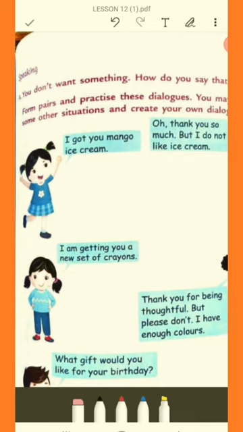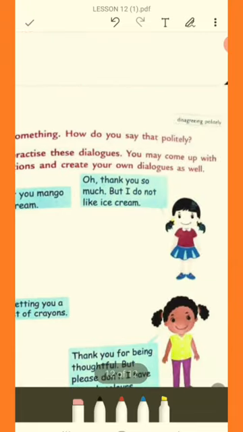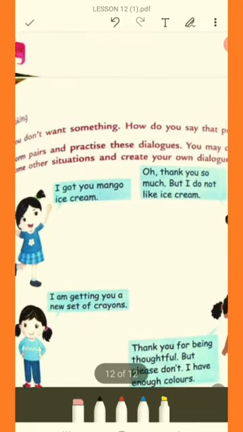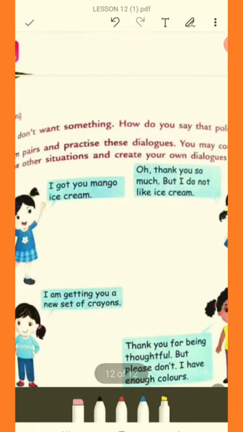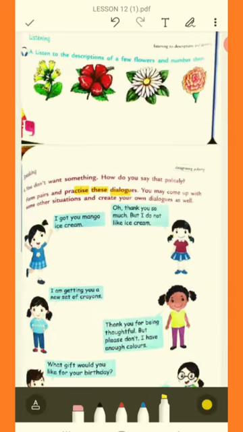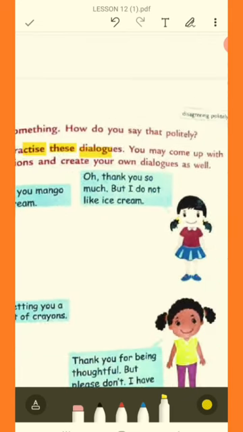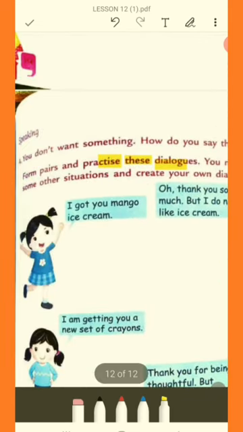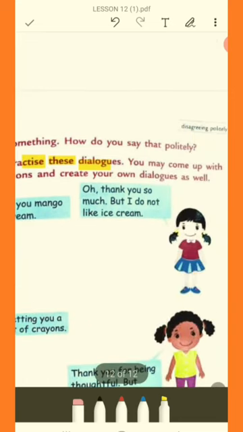Let's try to find out by seeing this. So see, form pairs and practice this dialogue. You can try practicing this dialogue with your parents or your sibling, brother, sister, or whoever you find comfortable with. You may also come up with some other situation and create your own dialogue as well.